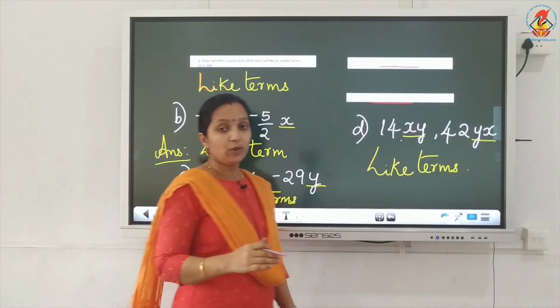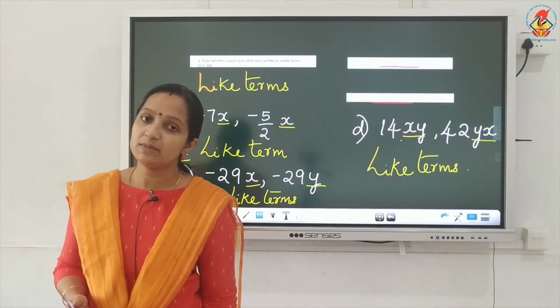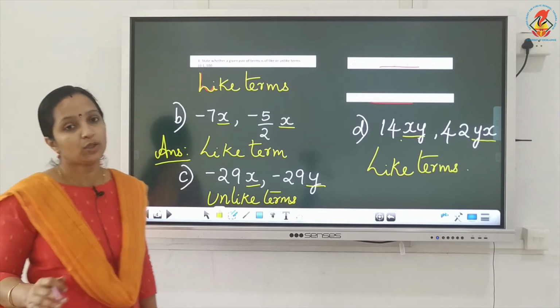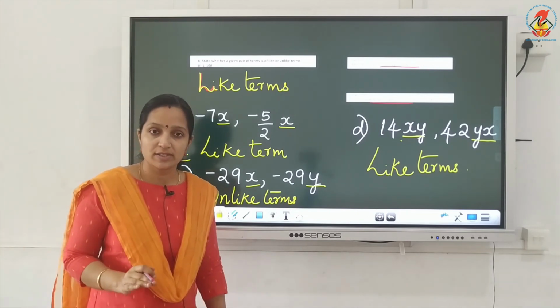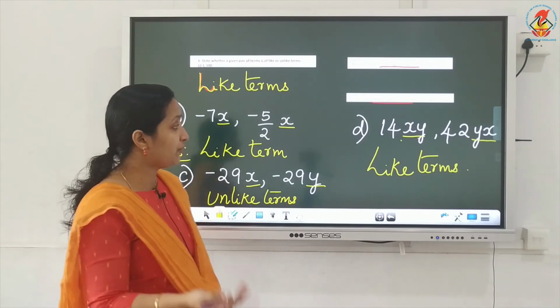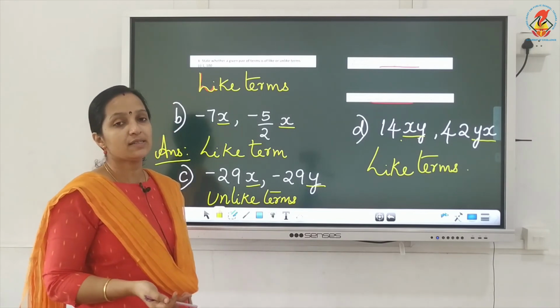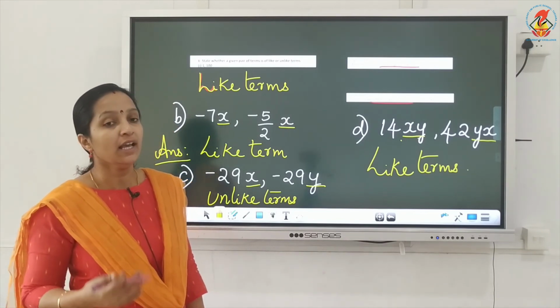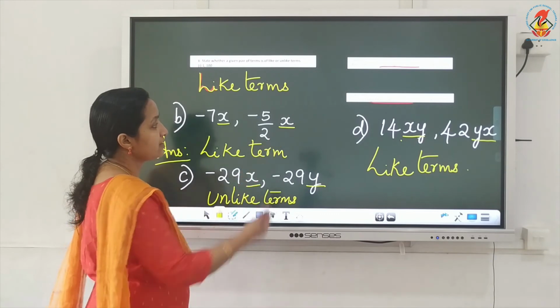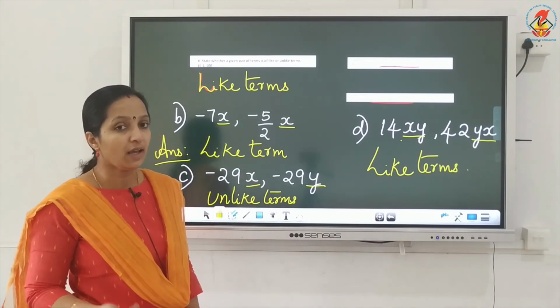So if you want to check whether the terms are like terms or unlike terms, just ignore the numerical part. Only concentrate on the algebraic factor. If the algebraic factors are the same, we can say that they are like terms. If the algebraic factors are different, we can say that they are unlike terms.